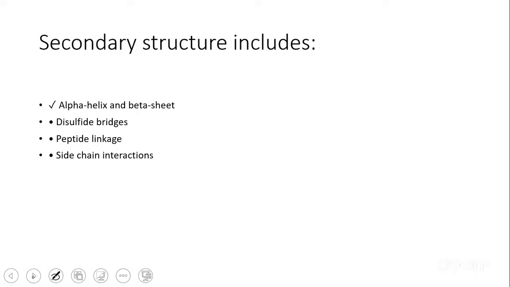Disulfide bridges is not a secondary structure. Peptide linkage is not a secondary structure. Side chain interactions is not a secondary structure. What side chain interaction can do is maybe improve the stability of the structure of the protein, but it is not a type of secondary structure.